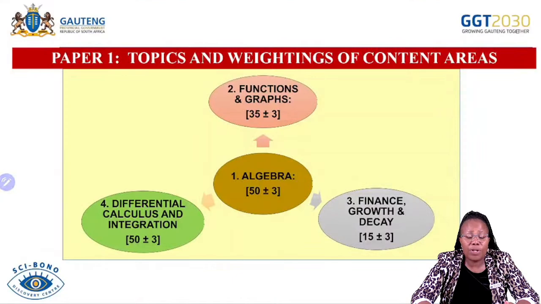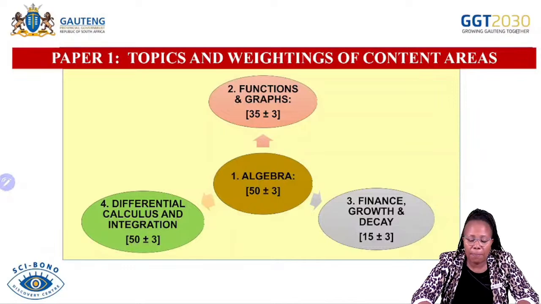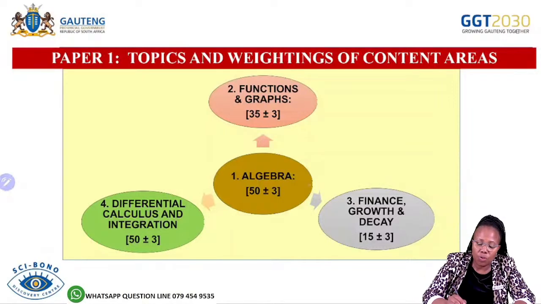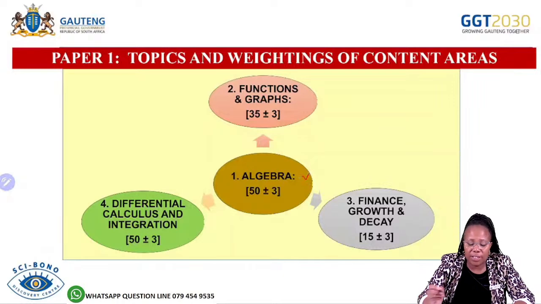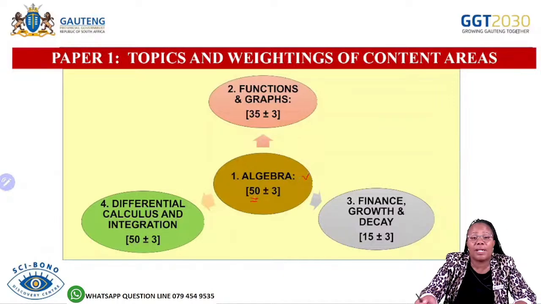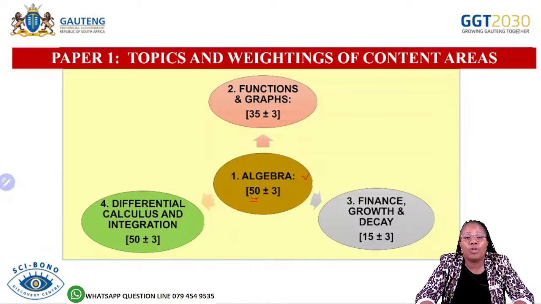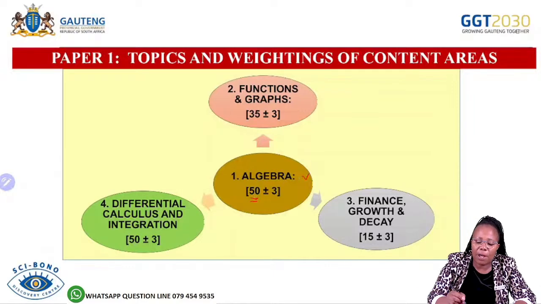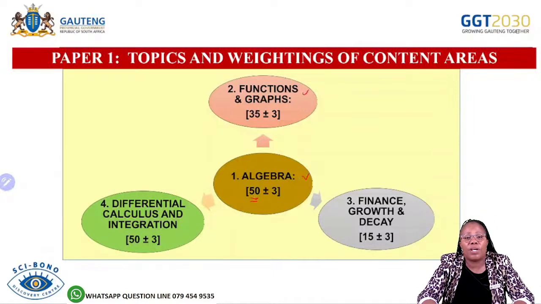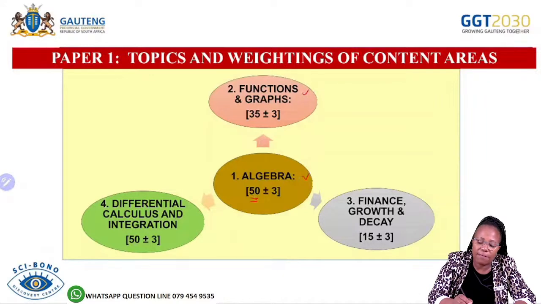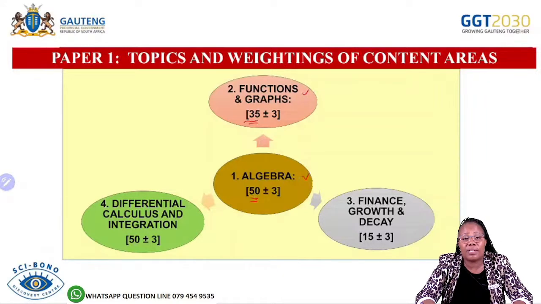Before we start with any topic, grade 12, let's go through the topics and the weightings of the content area for each topic that you will find on your paper 1. The main topic is algebra, carrying 50 plus minus 3 on your paper 1, followed by functions and graphs, where we have 35 plus minus 3. They can be more by 3 or less by 3.